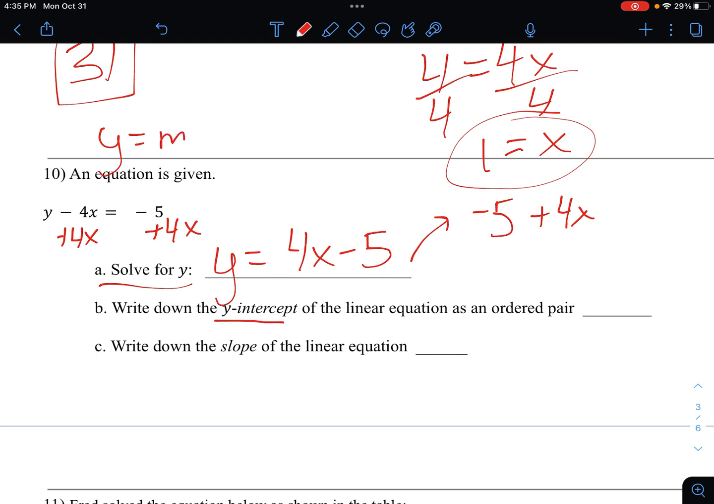Now it says write down your y-intercept. Okay, so remember we're in slope-intercept form, so we have y equals mx plus b, right? B is your y-intercept, right? Notice b is your constant term. B doesn't have a variable, okay? So in this example, our constant term is negative 5. That's our y-intercept. Your slope is the m value, the number that's in front of x. So in this case, our slope would be 4.